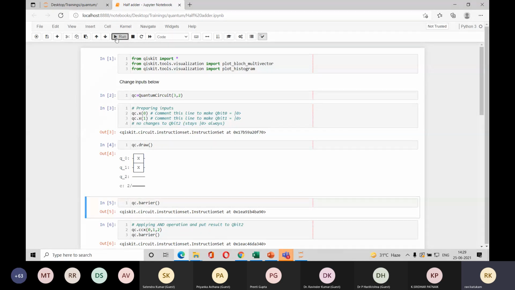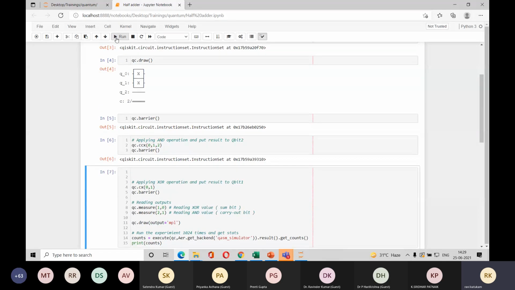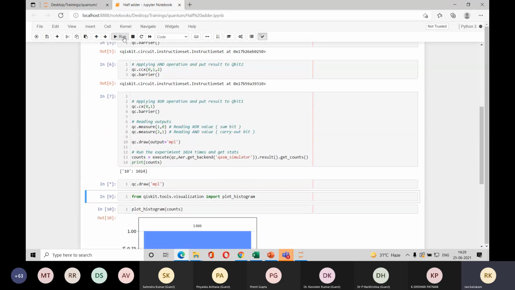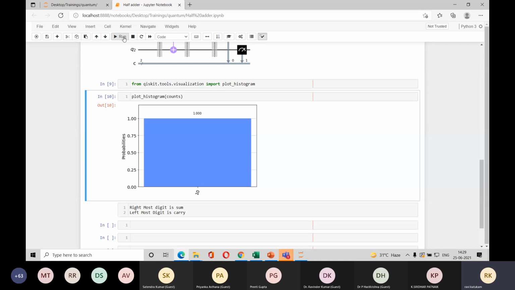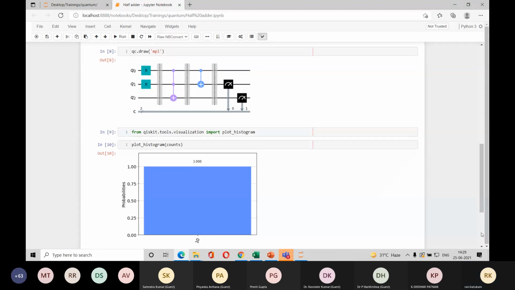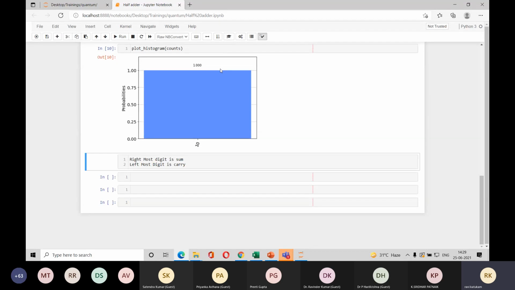Then we created a barrier, and then we applied the CCX gate and then the CX gate. So finally what you have is a circuit that can do the adder function, and you have the results for various inputs. So that's what we said: the rightmost digit is the sum, and the leftmost digit is the carry. So you have sum and carry both.